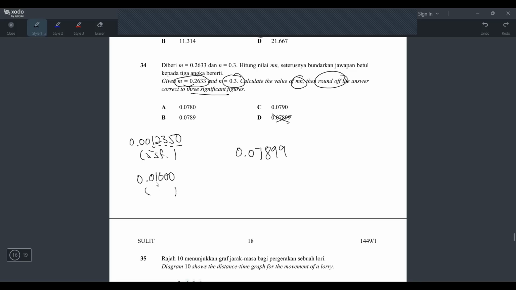Okay, 0 in front never count. So 1. Okay, this 0 want to count. Nak kira tak? Kena kira. Sebab apa? Sebab ada decimal. So 1, 2, 3, 4. So ada 4 significant figure. Let's try one more time. 20. Okay, ada berapa significant figure?